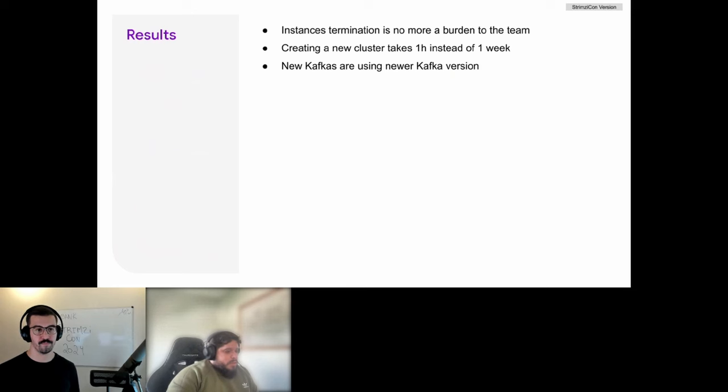We took advantage of the migration to upgrade the Kafka version. So the new Kafka clusters are with a newer version.